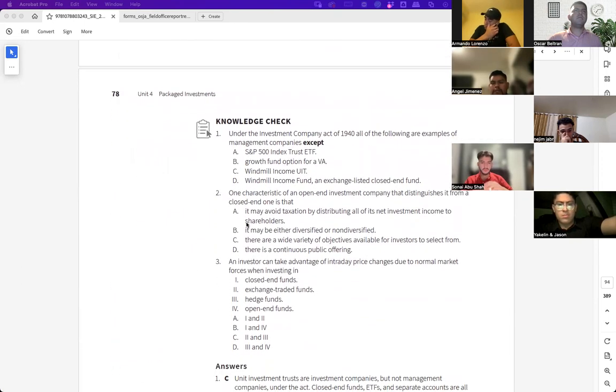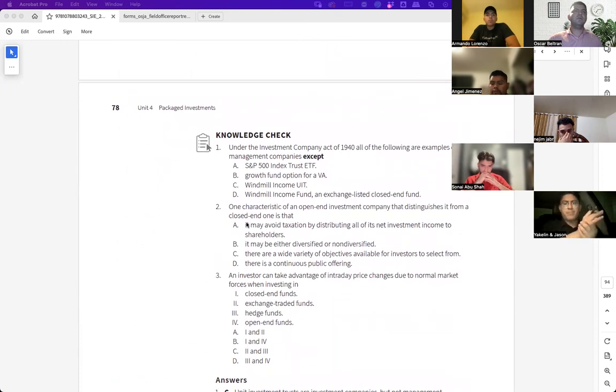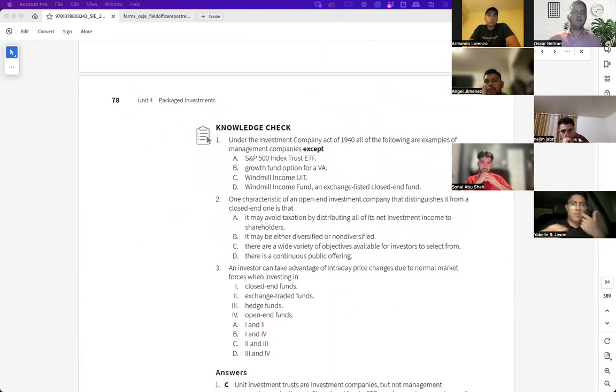Now, right here, we're going to do a little quick quiz. Let me zoom in a little bit. All right. So under the Investment Company Act of 1940, all the following are examples of managed investment companies, except, what do you think it is? A. Which one? A? A.